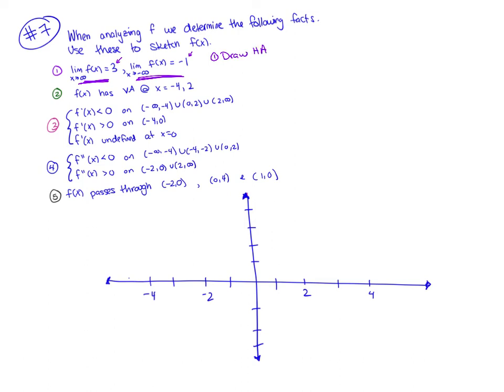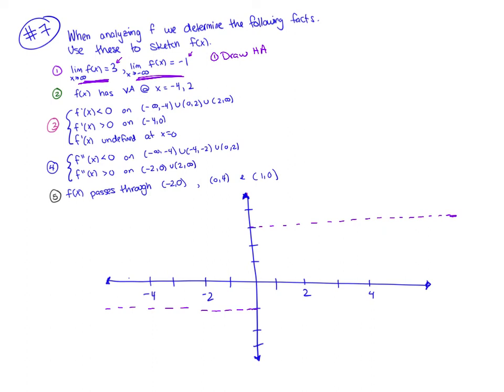Because they're different for positive infinity and negative infinity, I'm just going to draw them on one side of the graph. So as x goes to positive infinity, I know that my function is going towards 3, so I'm going to draw this horizontal asymptote at 3 for the positive x's. And as x goes to negative infinity, the function is going towards negative 1, so I'll draw that in there for negative 1 as well.